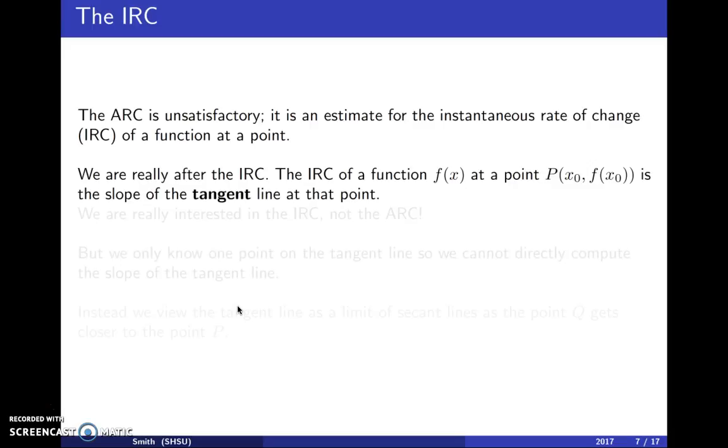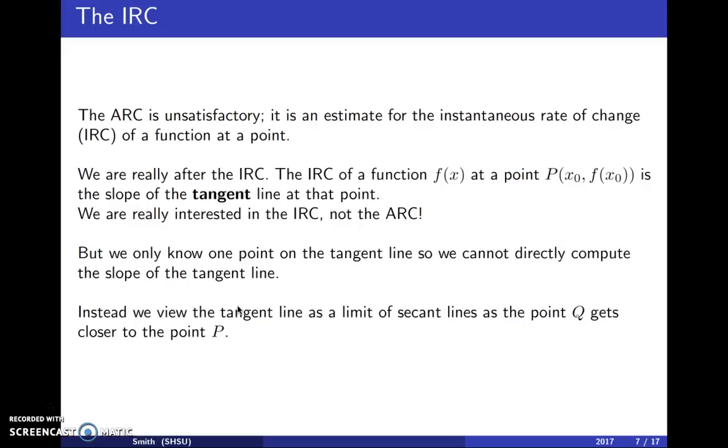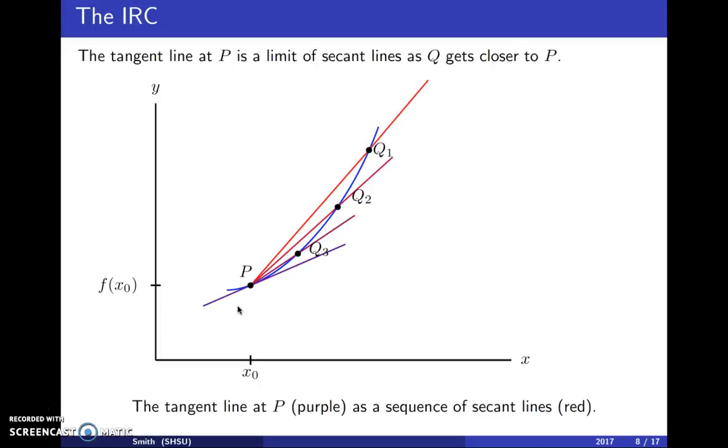The tangent line will usually just go through 1 point on the curve. We are really interested in the IRC, that's the slope of the function, not the ARC. But we only know 1 point on the function when we do the IRC, so we cannot directly compute the slope of the tangent line because we don't have 2 points. Instead, we will view the tangent line as a limit of secant lines as the point Q gets close to the point P. Again, here's the picture.